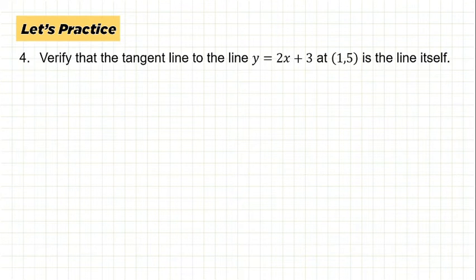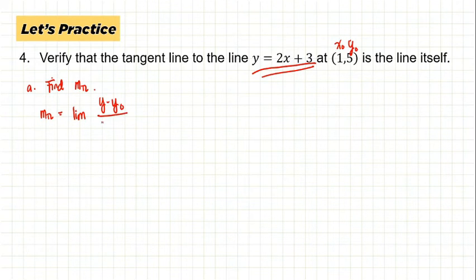Now, last example. Verify that the tangent line to the line y equal to 2x plus 3 at 1, 5 is the line itself. So the function is y equal to 2x plus 3, and our point P is 1, 5. x sub o is 1, y sub o is 5. So we will first solve for m sub TL. Our goal is that the tangent line we get should be the same as y equal to 2x plus 3, so that it is the line itself. Okay? So we will find m sub TL. So m sub TL is equal to the limit of y minus y sub o all over x minus x sub o as x approaches x sub o. Then substituting the values, y is 2x plus 3.